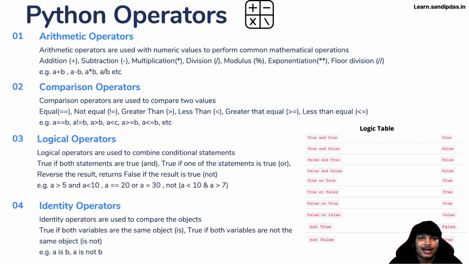Fourth one is the identity operator. Identity operators are used to compare the objects. True if both the variables are the same object using the is keyword. True if both the variables are not the same object using the is not keyword. For example, A is B, A is not B, to compare the two objects. Okay, and here just assume that A and B are the objects.